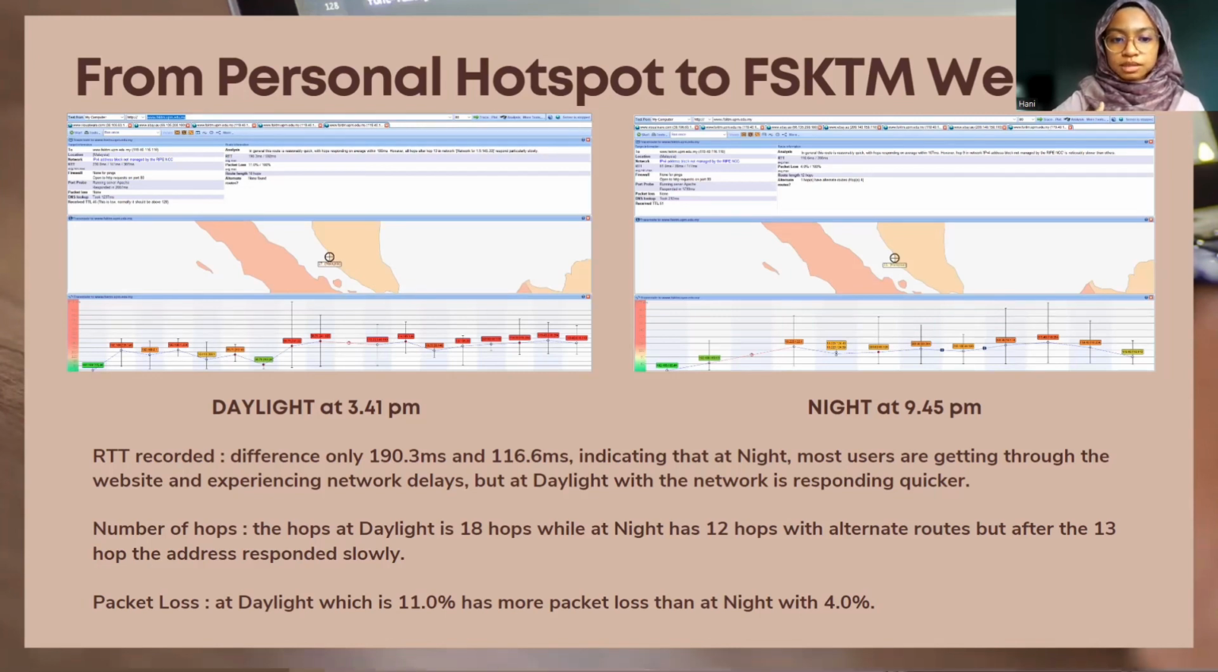Next is the number of hops. At daylight, it's 18 hops, and at night it is 12 hops with alternate routes. But after the 13th hop, the address responded slowly. And the packet loss is higher at daylight, which is 11%, than the packet loss at night, which is 4%.